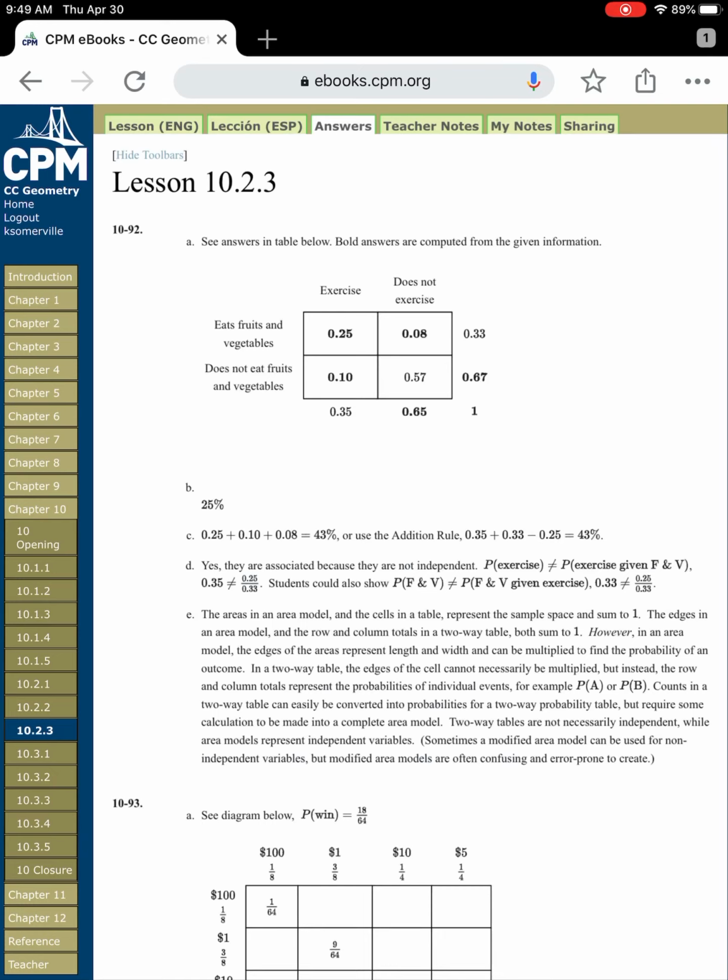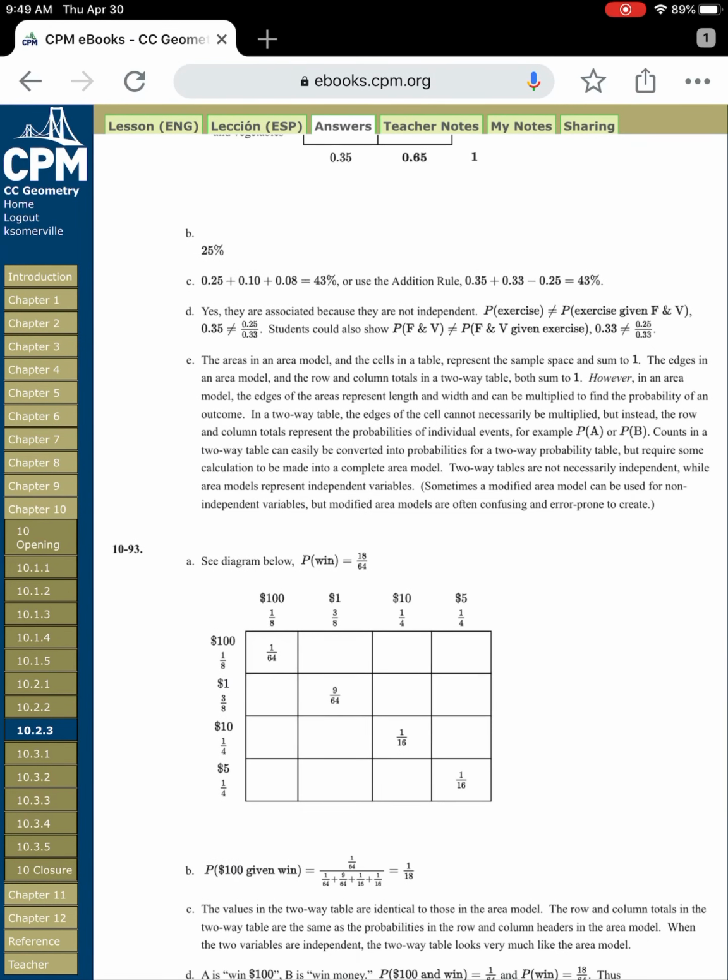which is the probability of exercising, is not the same as 0.25 over 0.33, which is the probability of exercise given fruits and vegetables. You could also flip it around and do it the other way and have event A be probability of fruits and vegetables and B be exercise, but the result is still the same. You see that those events are independent of one another.